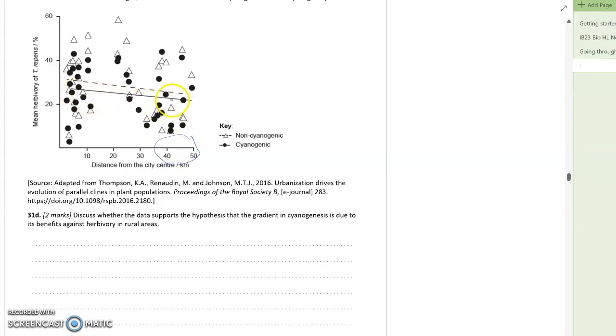So if you look at the trend lines, there's not really any difference between them. So you would need to say that the hypothesis was not supported. Okay, so that would be your starting point. Again, it's 2 marks that you've got to make here. And so then you'd want to say, well, why?